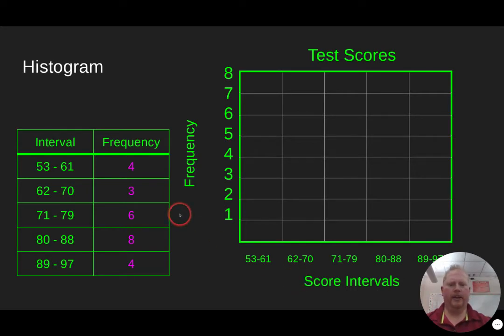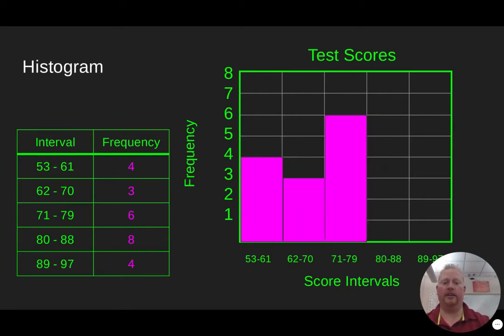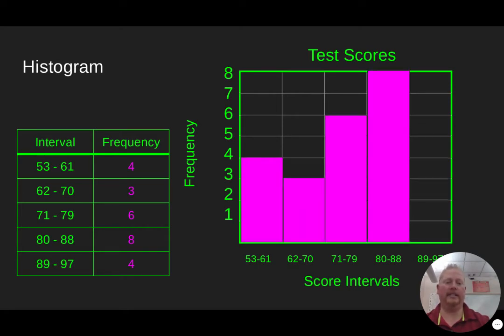Okay. So now that we have our table set up with not only a title, each axis has a label, each axis has numbers on it. Now let's go ahead and fill in the chart. So our first interval has 4, so we can go ahead and put that in. Then our next interval has 3, our next interval has 6, next interval has 8, and the last one has 4. And there's our histogram.